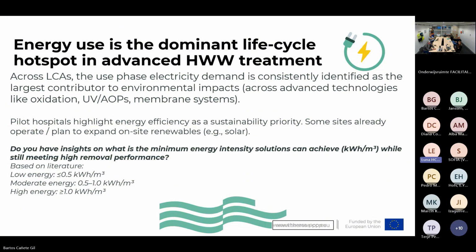And my question here is, do you have insights on what is the minimum energy intensity solutions can achieve in this high removal performance? So based on literature, what I found was low energy was 0.5 or less. Moderate energy was between 0.5 and 1, and high energy was over 1. So we are looking to go towards more the low energy, but I would like to hear some of the opinions and reflections on this. Thank you. Next slide.